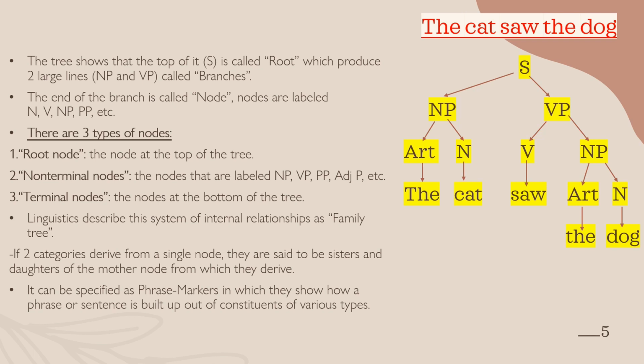Linguists describe this sentence's internal relationships as a family tree. If two categories derive from a single node, they are said to be sisters and daughters of the mother node from which they derive. It can be specified as phrase markers, which show how a phrase or sentence is built up out of constituents of various types.